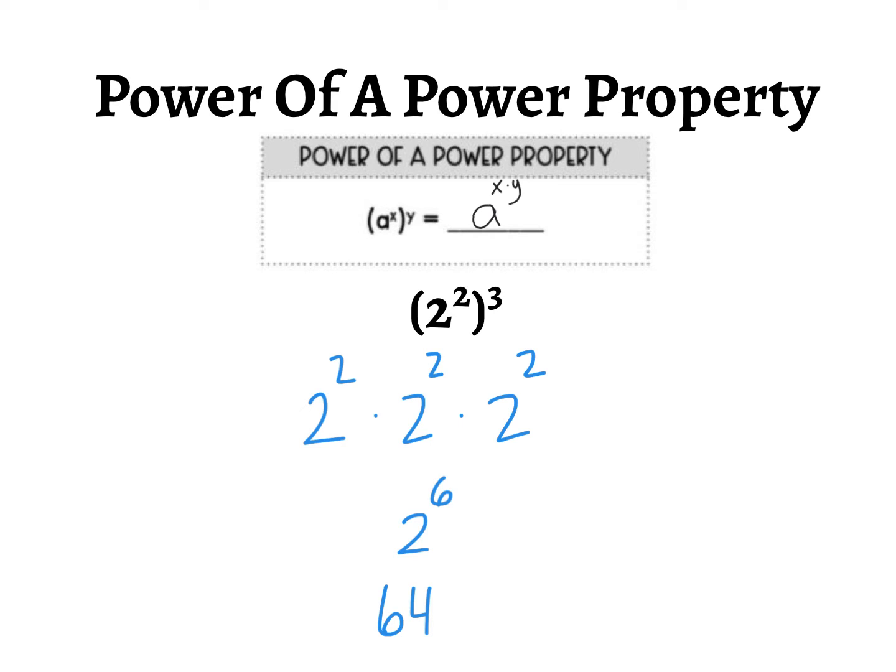When you raise an exponent to another exponent, you multiply those exponents together. If it's a number, you simplify it to an actual number. But if it's a variable, you leave it as a variable. And I'll do an example here so you can better see what I'm talking about.